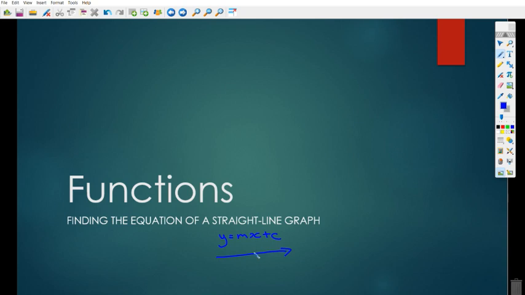Nice and easy. All right, so doesn't matter what function it is, doesn't matter what graph I'm drawing, I always want to first determine what kind of graph it is, what am I expected to draw, and what is the general equation of that. Okay, so I'm expected to draw straight lines, so I'm going to be using the general equation, which is y equals mx plus c.